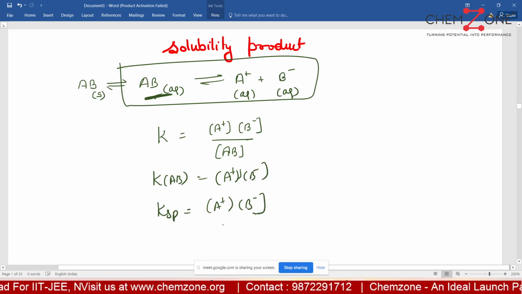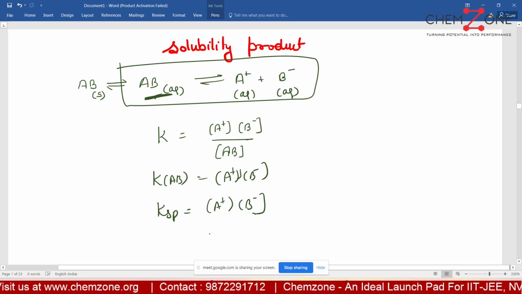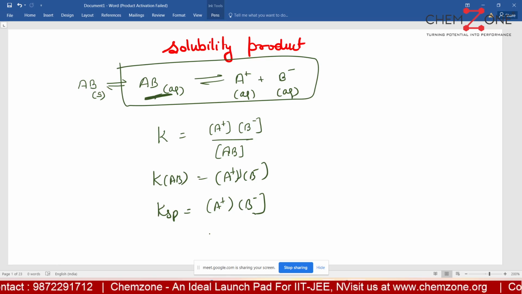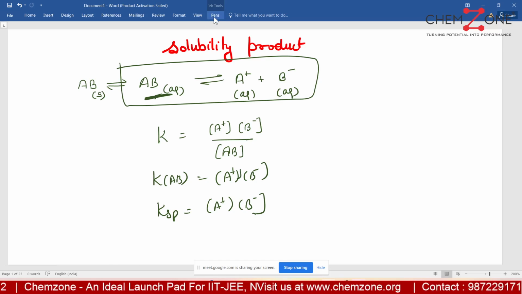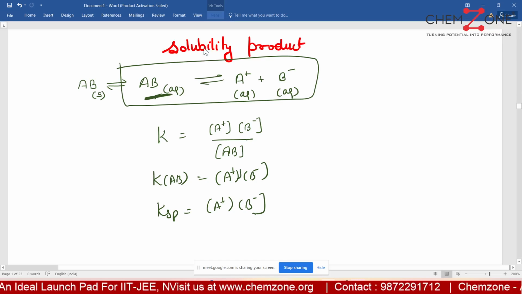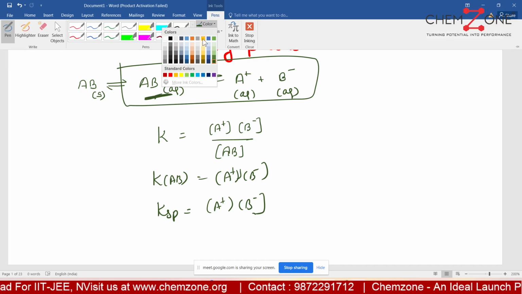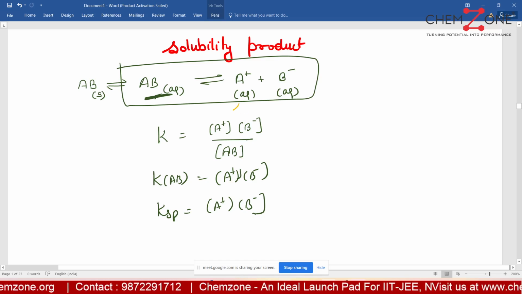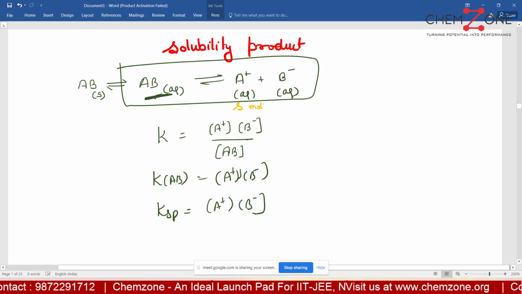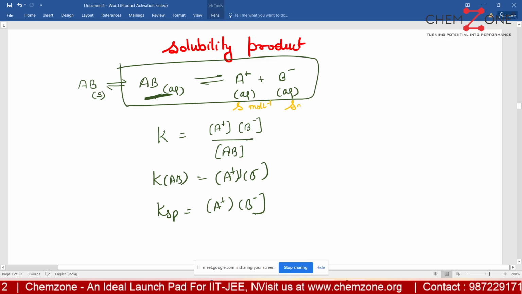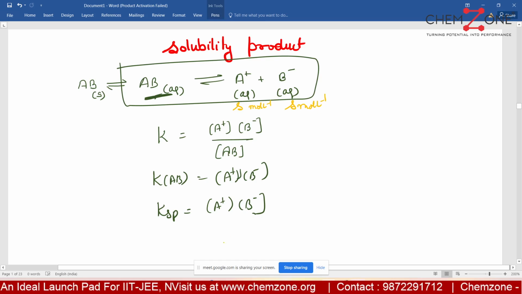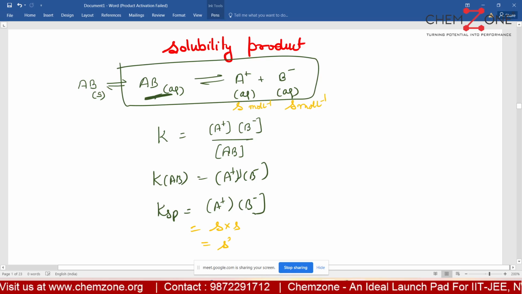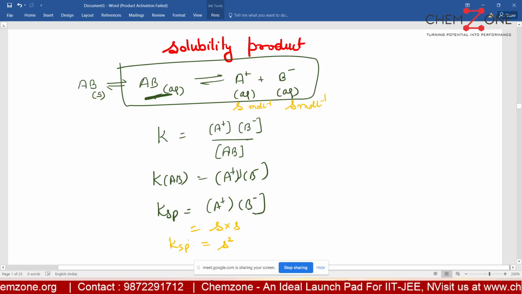Basically, the solubility product tells about the product of the concentration of the ions in the saturated solution, when the solution is saturated. Now, S mole per liter is the solubility of A, and here also S mole per liter of B. So S into S, or I can say S square, is the KSP value.